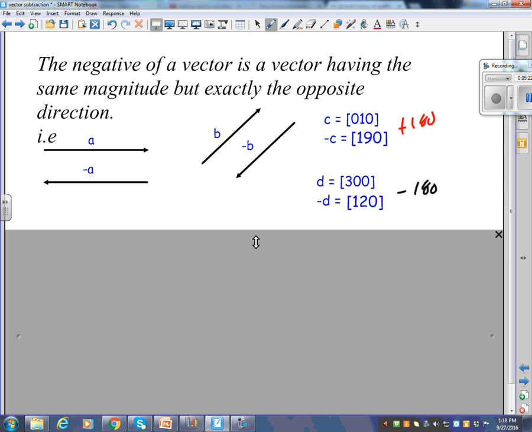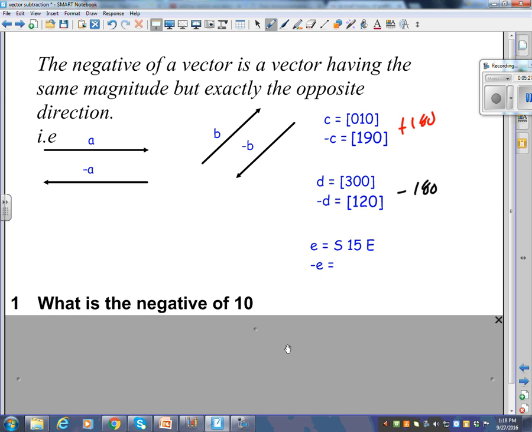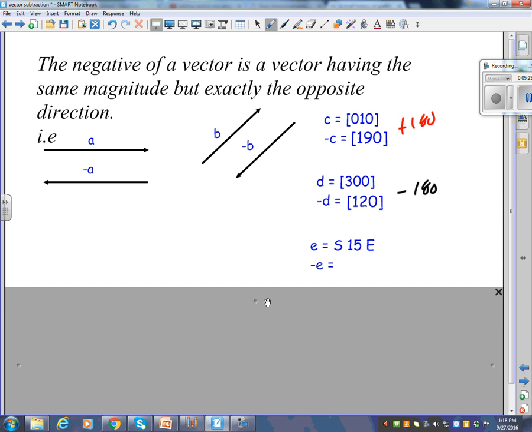Last one. What's going to happen here right away? What do you see coming? Clicker questions. So I hope you're listening because you're going to have to answer. What if I give you vector E is south 15 east? South 15 east. North 15 west, you think? Yeah. South 15 east, right?